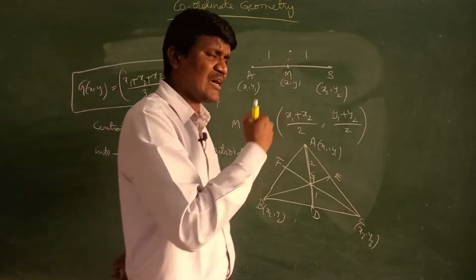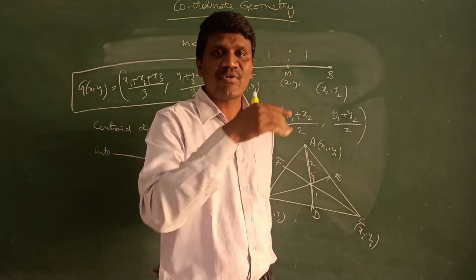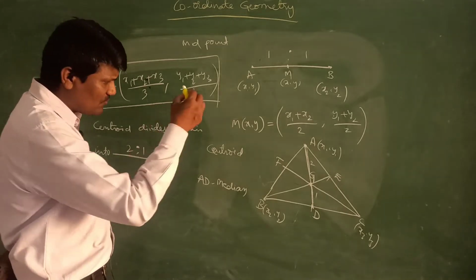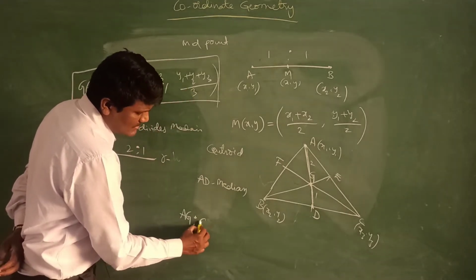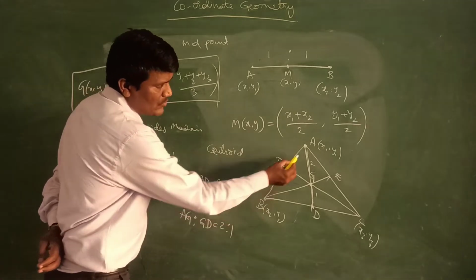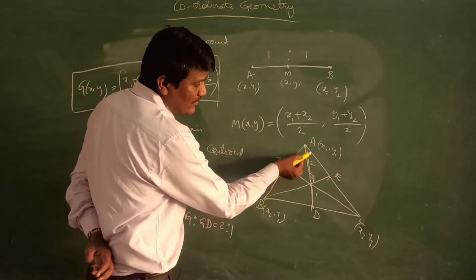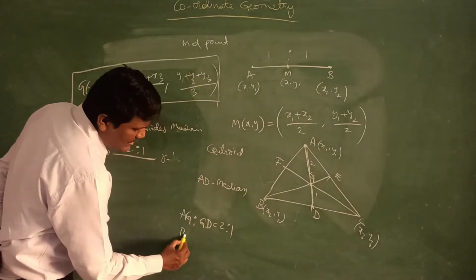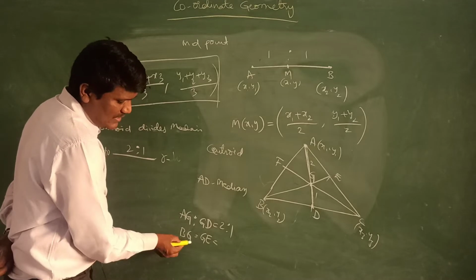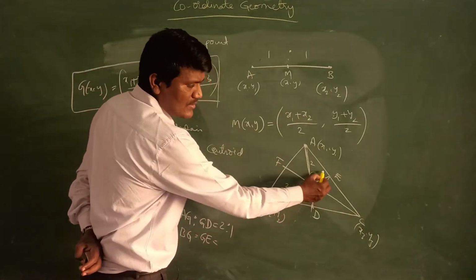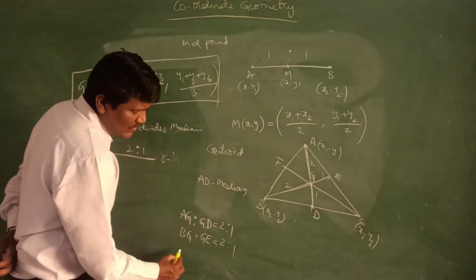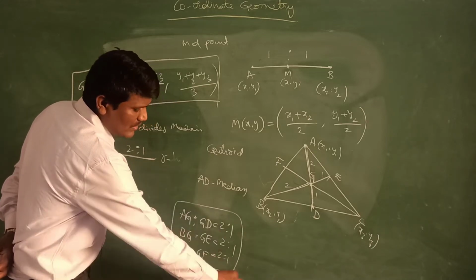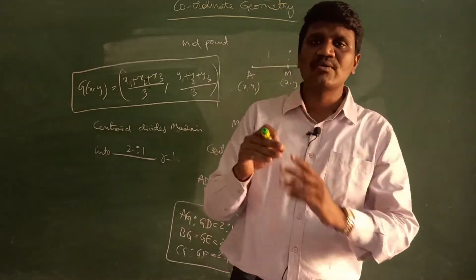This is a question they asked last time: what is the ratio in which the centroid divides a median? That is a 2:1 ratio. In fact, I can write AG:GD is equal to 2:1. Whatever is toward the vertex will be 2 parts. Here also, BG:GE, from the vertex to the centroid, will be 2 parts and the other 1 part, so 2:1. In the same way, CG:GF is also 2:1. This is also one of the important points. So this is about the centroid.